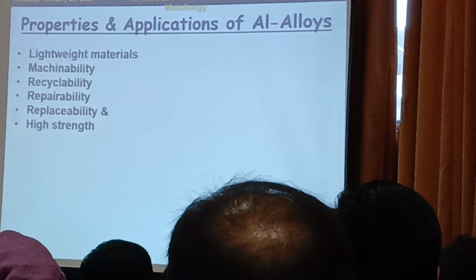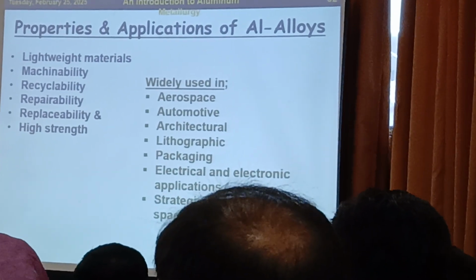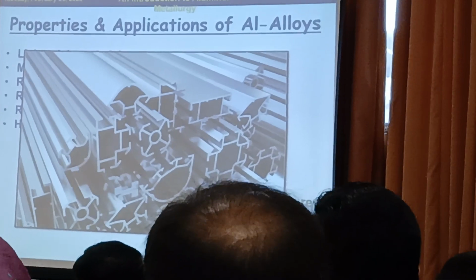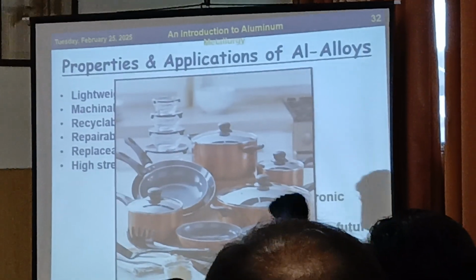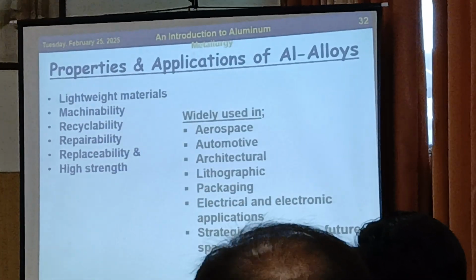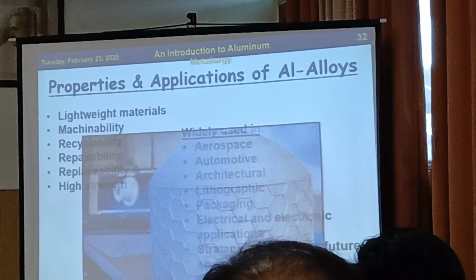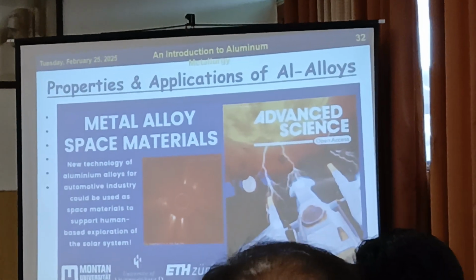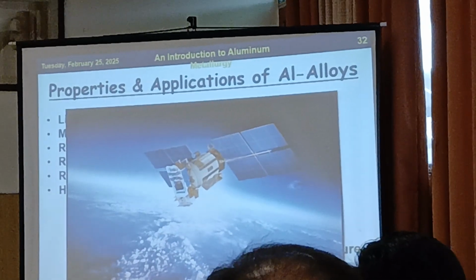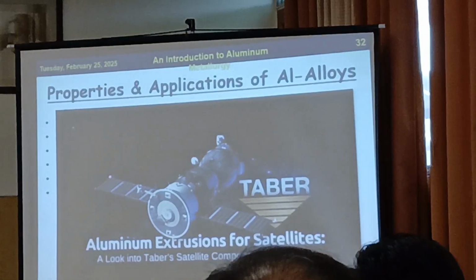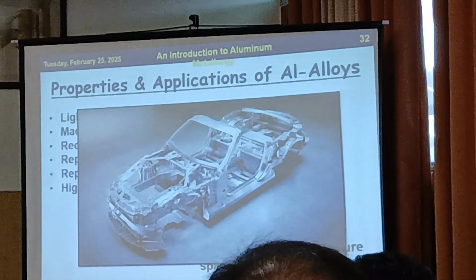Earlier, the properties and applications were well discussed. Recyclability is very important, and other things are important. And you can see the applications: extruded channels, different frames, and things like that. Then you have kitchen gadgets. You can have a 3D printed rocket nozzle. You have other aluminum alloys used for space applications. Extruded aluminum for satellite applications. Car frames.